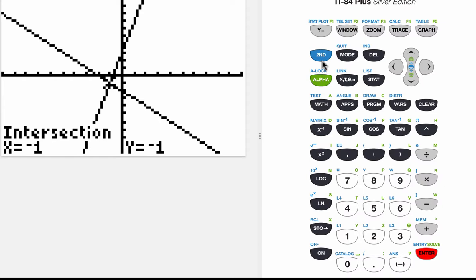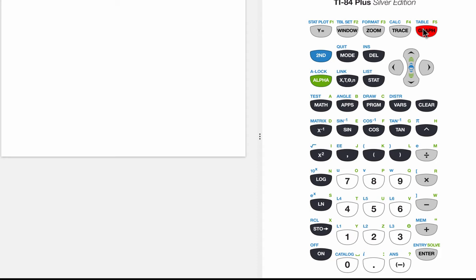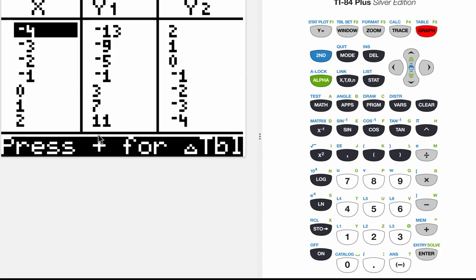The other way that we can solve this is numerically by looking at the table. So I'm going to go to second and then the graph key, because we see right above it says the word table. And we see our table, and we're looking for where the y values are the same. Wherever the y values are the same is where the intersection is occurring. And we see the y values are the same at x equals negative 1. So once again, I have my intersection at negative 1, negative 1.